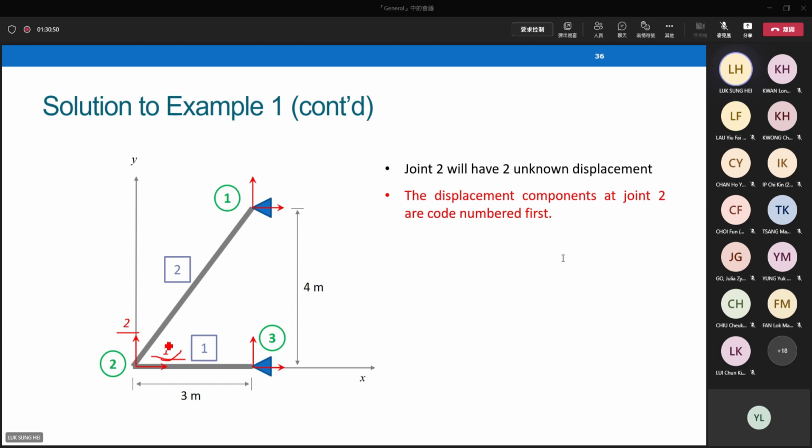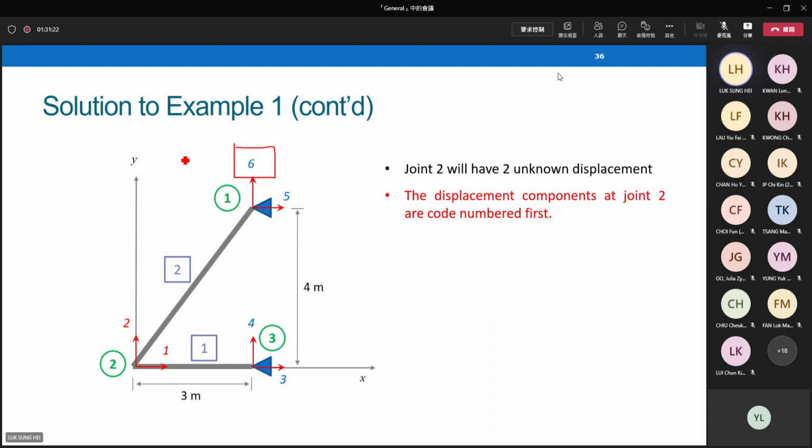And what about the remaining 4 arrows? You can assign them arbitrarily because they are talking about 0 displacement. So I pick 3, 4 at node 3, and then 5, 6 at node 1. This is how we set up our code number diagram. 1, 2, 3, 4, 5, 6. We have 6 degrees of freedom in total. The maximum number is 6.